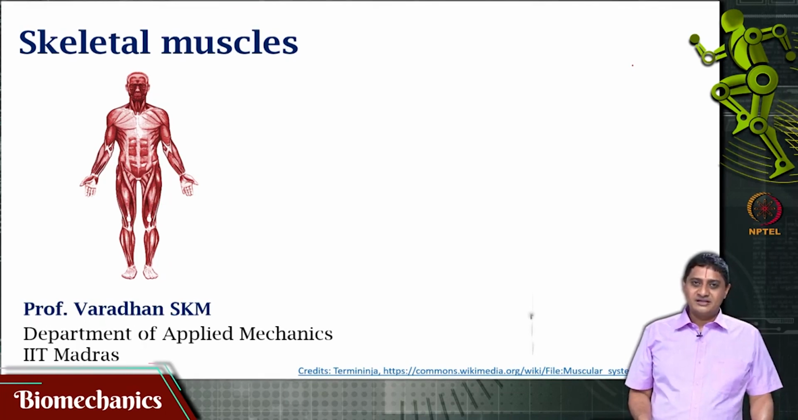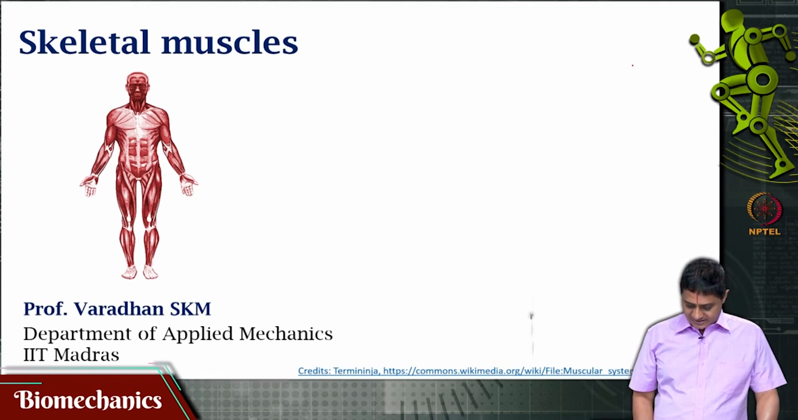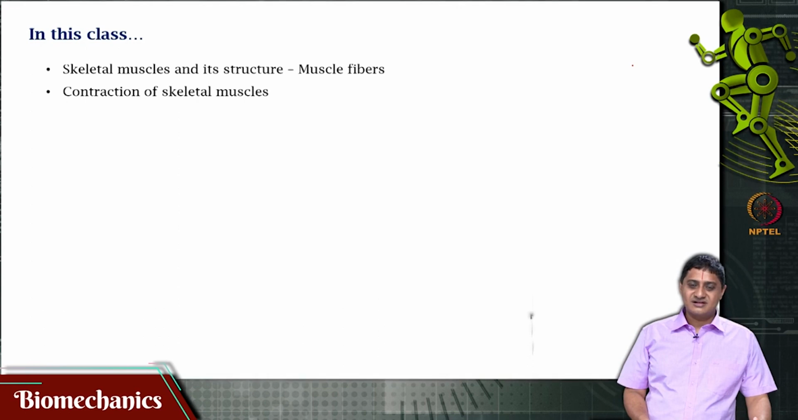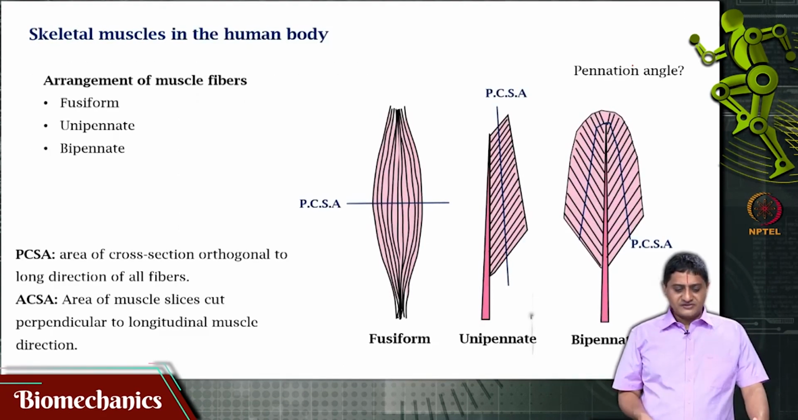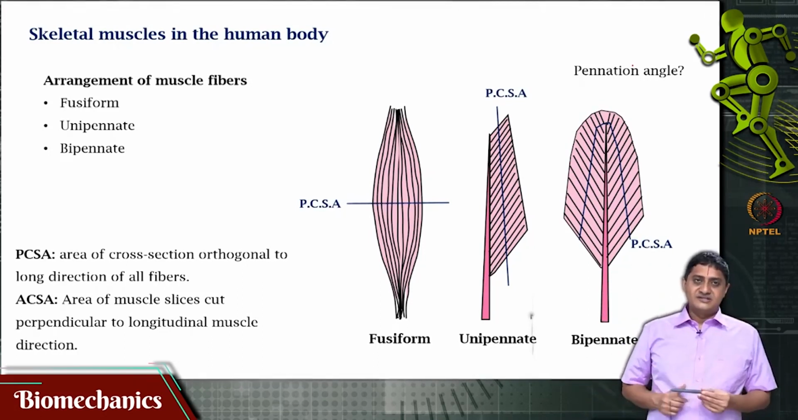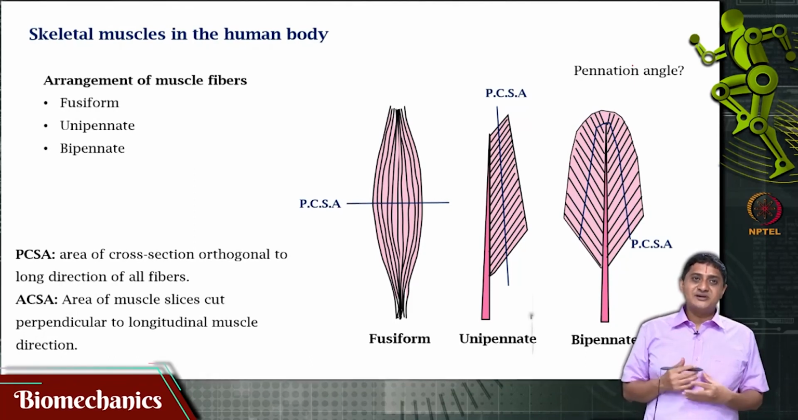We have been looking at skeletal muscles. So in this video, we will be looking at the structure of skeletal muscles, muscle fibers and how they are arranged, and how, based on contraction, we can classify different types of contractions that happen within skeletal muscles. We already started having this conversation about different types of muscles based on the arrangement of fascicles or fibers within the muscle.